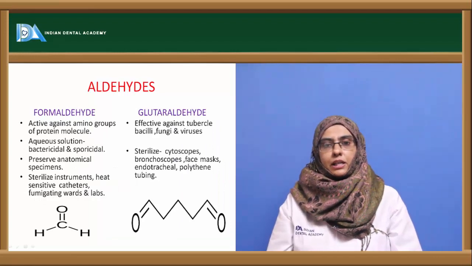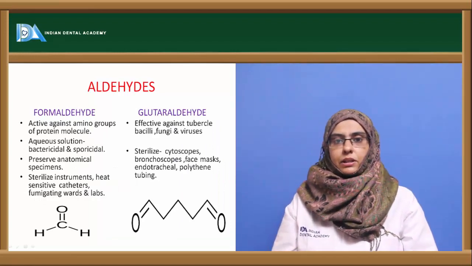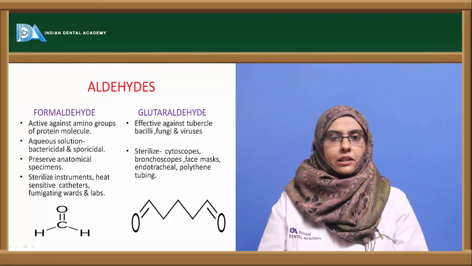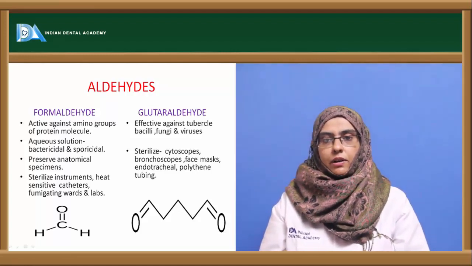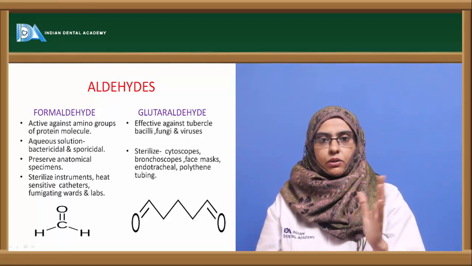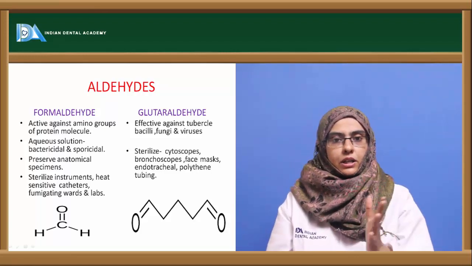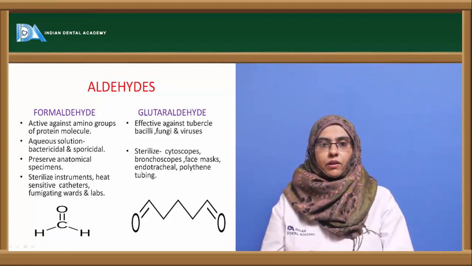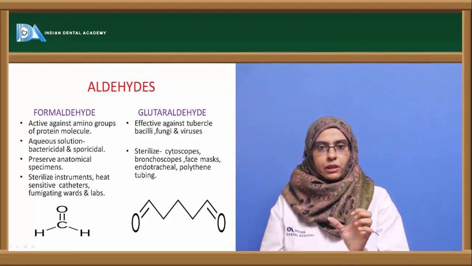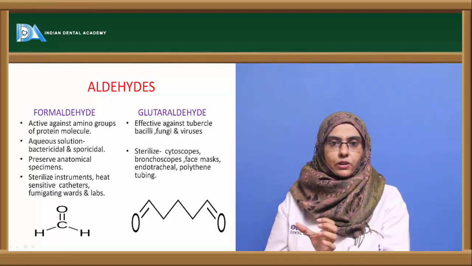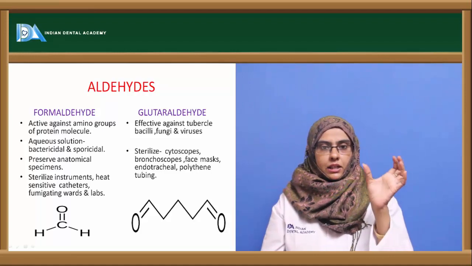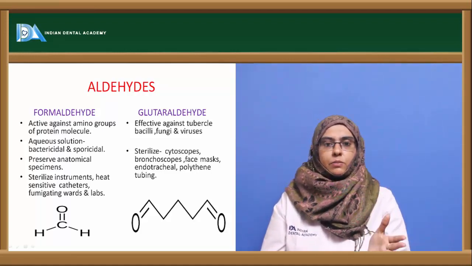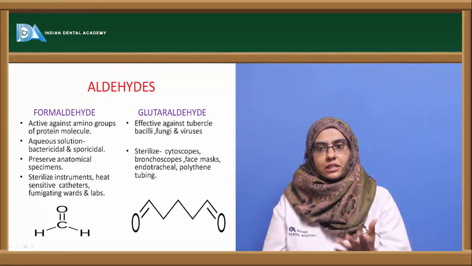So next important chemical agents that are used in chemical method of sterilization are the aldehydes. Aldehydes are two types. One is formaldehyde, the other one is glutaraldehyde. Formaldehyde usually is present in two forms. Either you can use it in the gaseous form or in an aqueous form. It is mostly active against the amino group of protein molecules. A protein molecule is made up of amino group and the carboxyl group. Here the formaldehyde usually targets the amino group. It removes the amino groups and makes the protein inactive in nature, or denatures the protein.